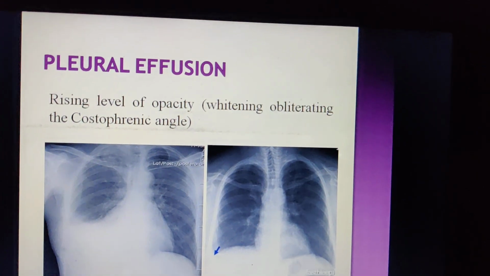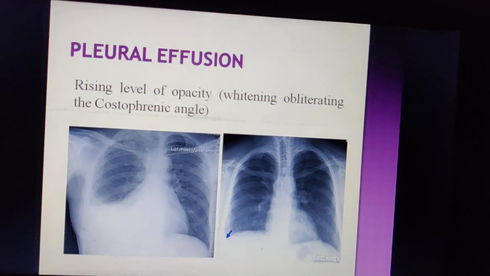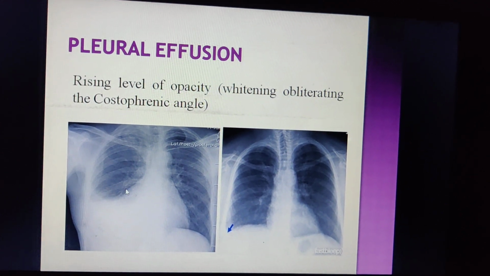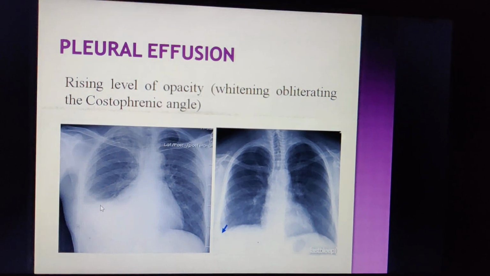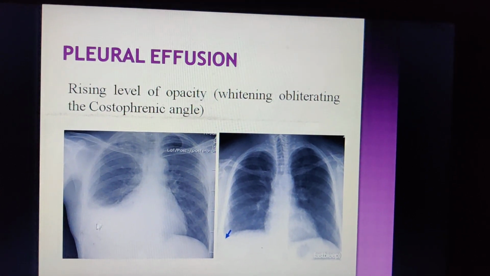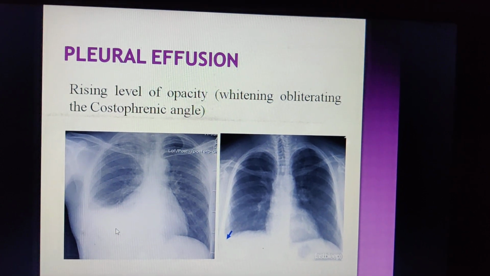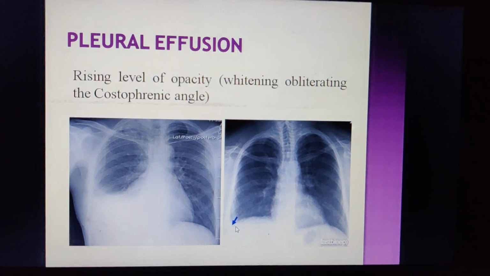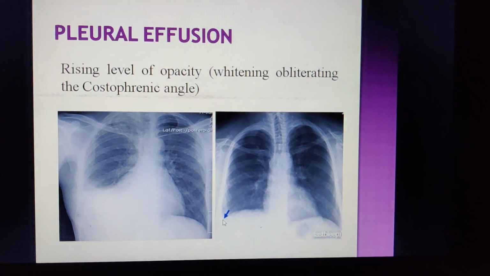Pleural effusion. How can we say the X-ray film has pleural effusion or not? When there is a rising level of opacity, whitening, and obliteration of the costophrenic angle. In both X-rays, there is obliteration of the costophrenic angle.